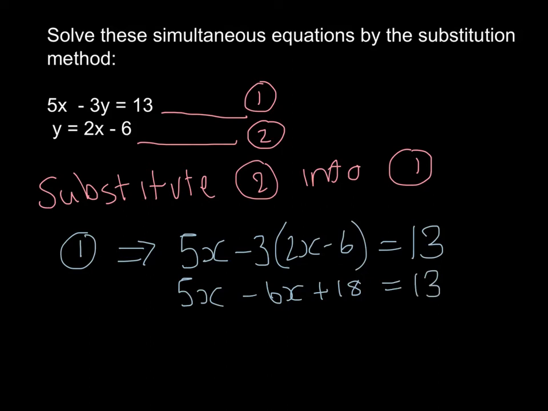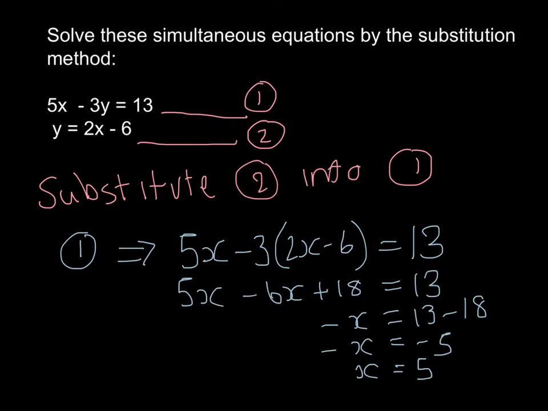And then if we simplify that, 5x take away 6x is going to give us minus x. And the 18 I'm going to move over to the other side, so the other side becomes 13 minus 18. And that means that minus x is equal to 13 take away 18, which is minus 5. So if minus x is minus 5, that means that positive x is positive 5. What you really do there is you multiply both sides of the equation by minus 1. So x equals 5 is the first part of the answer.